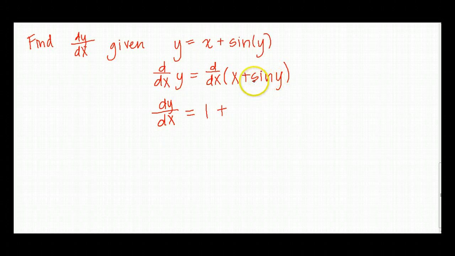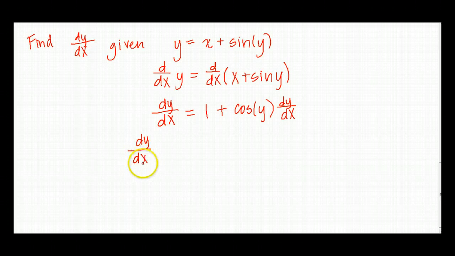So I take the derivative of the outside function, leaving the inside the same. So the derivative of sine is cosine. So this is plus cosine of y. And then I have to multiply by the derivative of the inside, and the derivative of y is just dy/dx. So we multiply by dy/dx. And now we gather like terms on one side. So gather all the terms involving dy/dx on one side of the equal sign and everything else on the other. So I'll go ahead and subtract cosine y dy/dx from both sides.